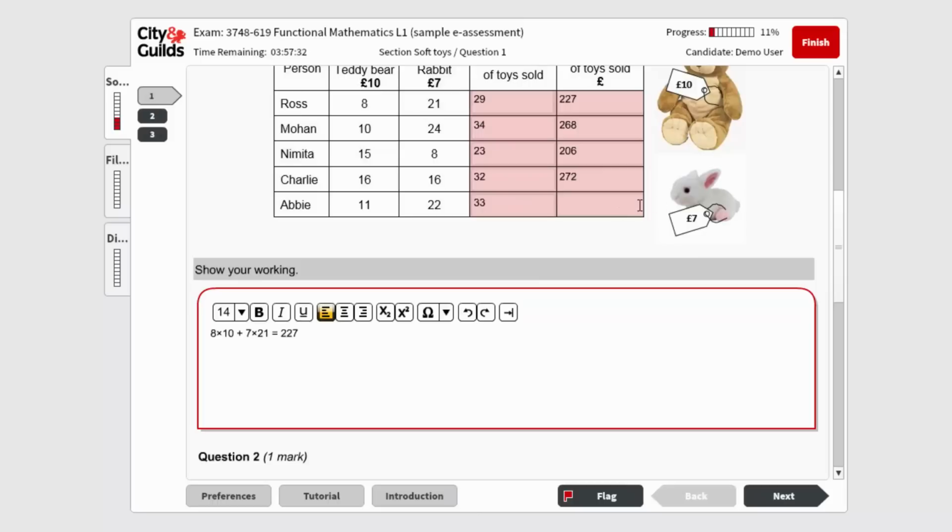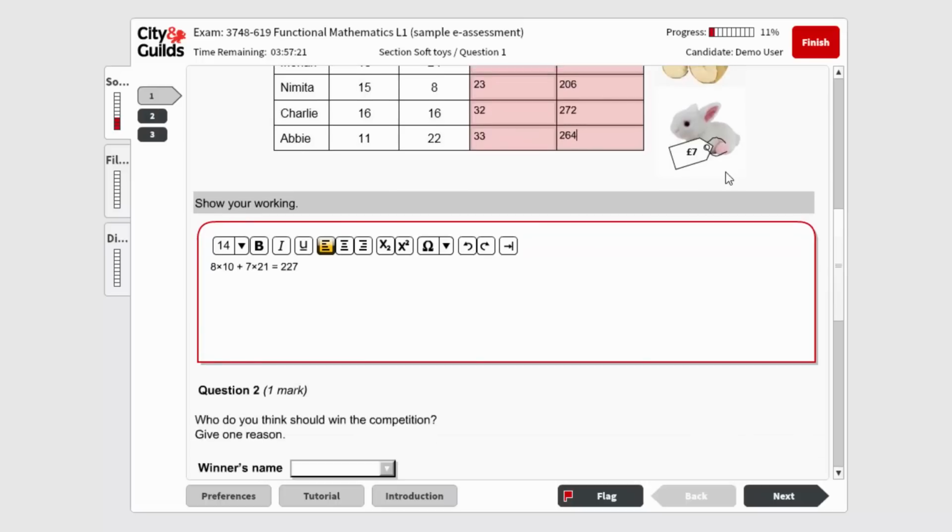So if we look at this next one, we've got 11 times 10, 110, 22 times 7 is going to give you 154, so it's 264 altogether.